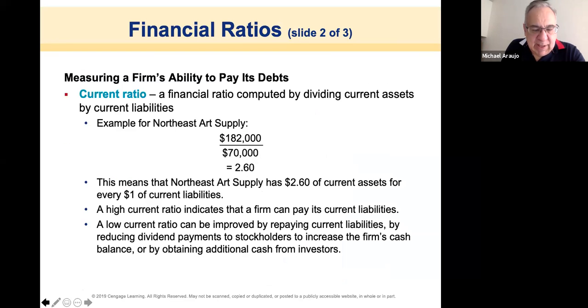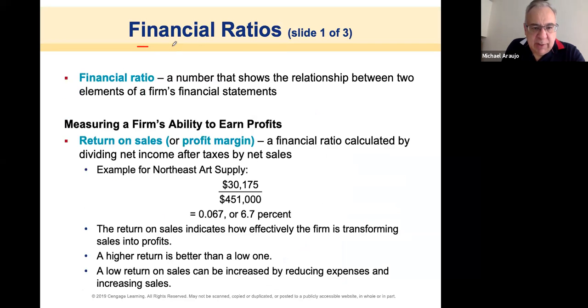Okay, and the last piece of this chapter talks about financial ratios. And ratios are basically a comparison of two numbers, or a relationship between two numbers that give us an idea of, in this case, the health of the company. Ratios are used commonly everywhere when you're analyzing things.